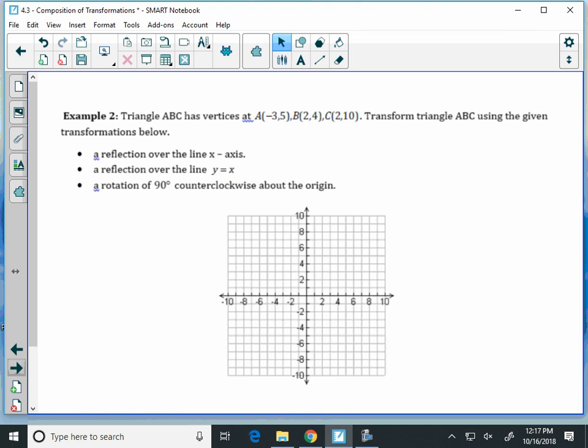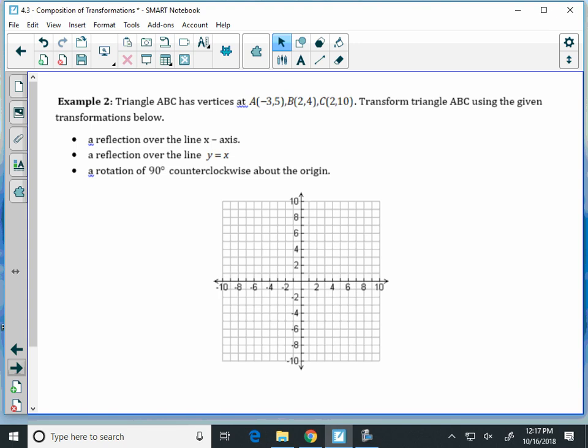Sometimes we can do 3 transformations. You can do 4, 5, you can do an infinite amount of transformations. The most we're going to do is 3. Not going to get too crazy in here. For this example, it says triangle ABC has vertices at -3, 5, 2, 4, and 2, 10. So let's go ahead and plot those. -3, 5, which is A, 2, 4, which is B, and 2, 10, which is C. Sometimes you're going to have to plot your own points and you're not necessarily given the figure already graphed for you, so be very careful when plotting the original points.